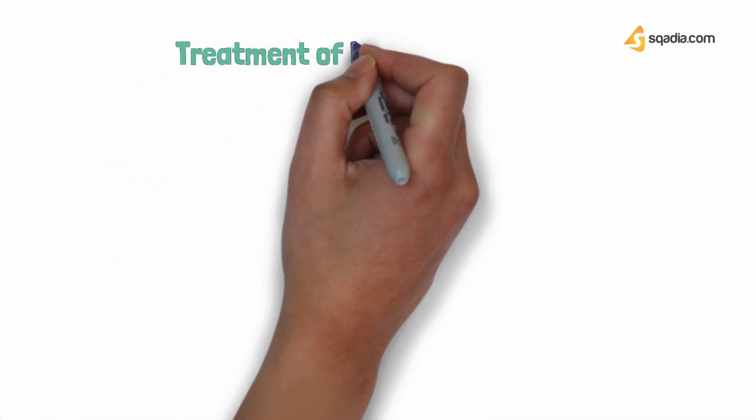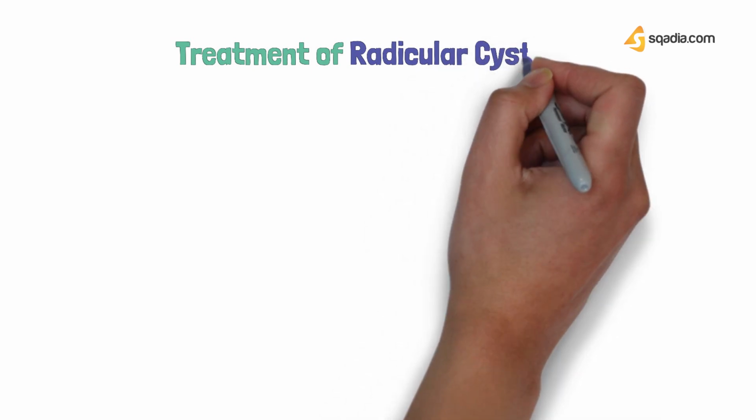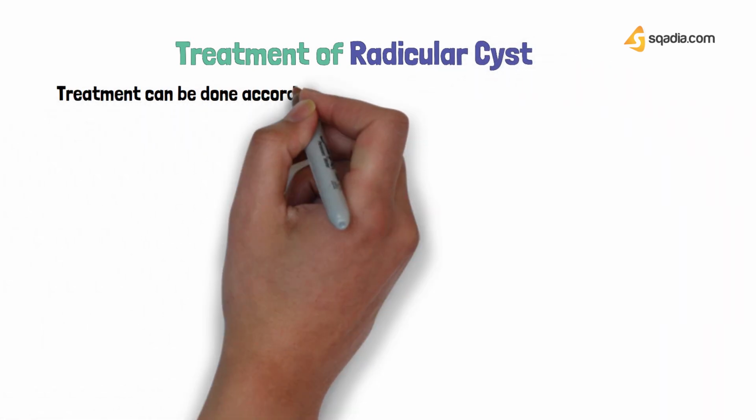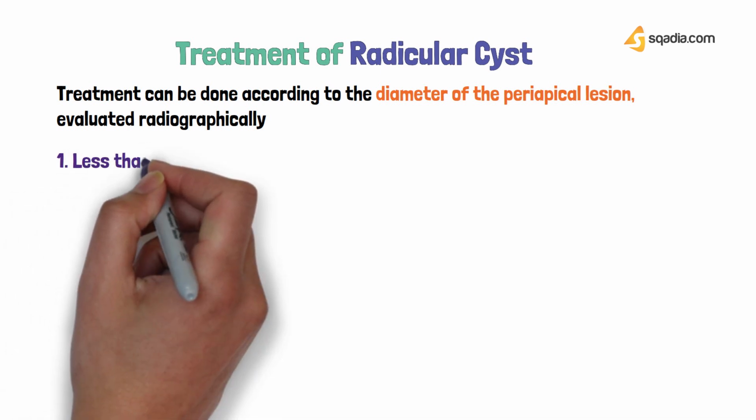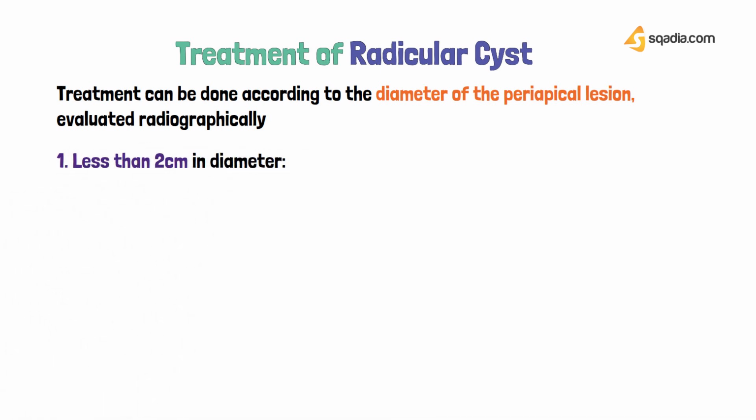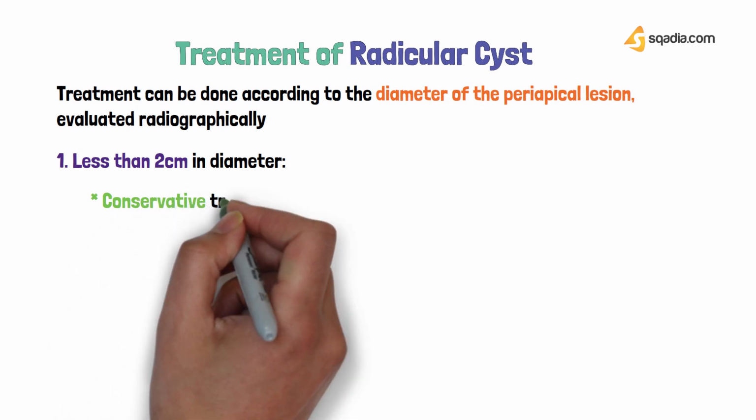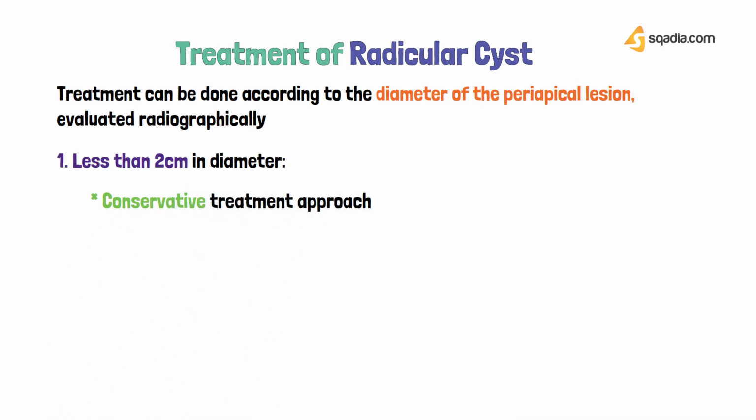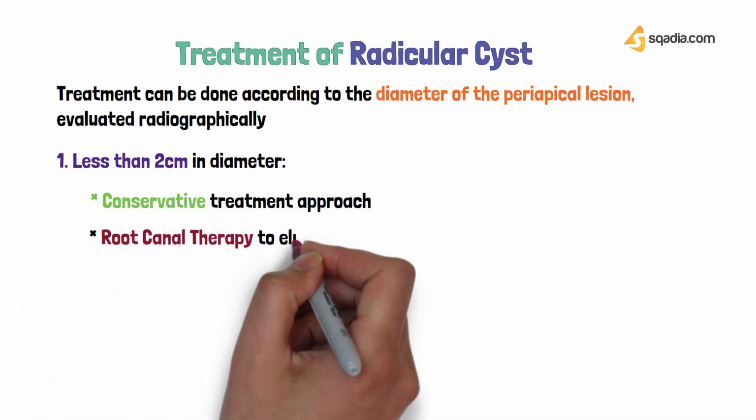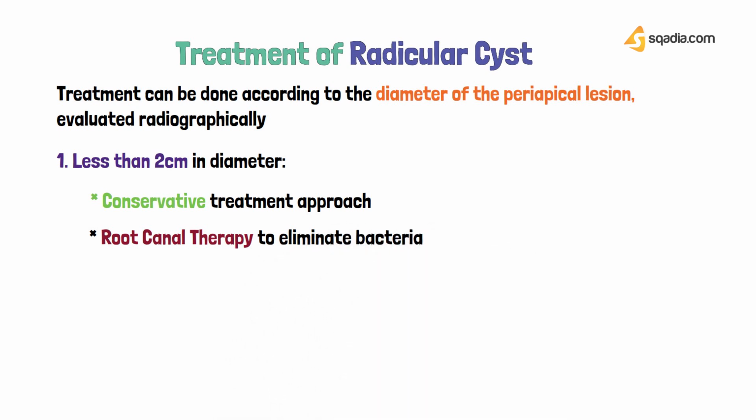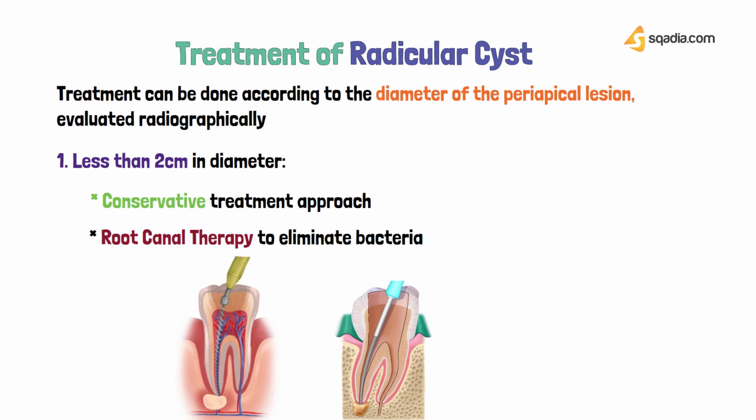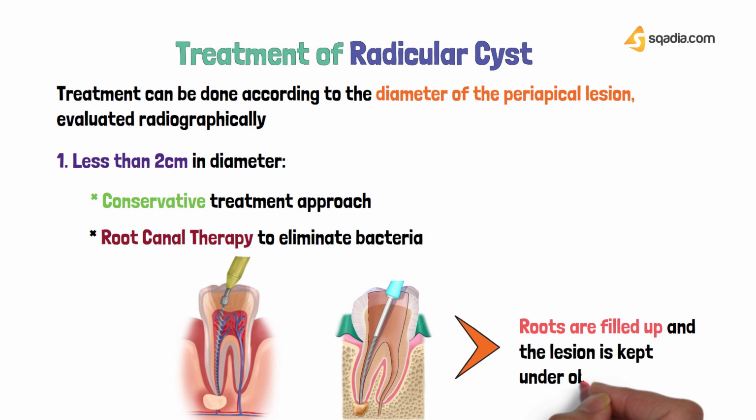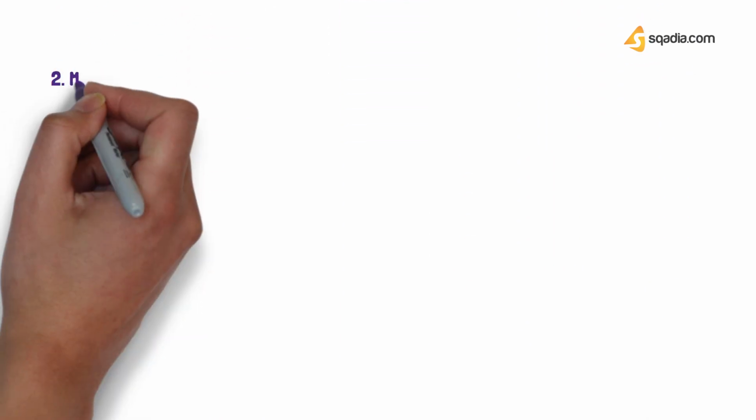Now let's move on and see how we are going to treat the radicular cyst. Now the treatment is done according to the diameter of the periapical lesion. If it is less than 2 centimeters in diameter, then conservative treatment approach is used. Root canal therapy is done to eliminate the bacteria from the canal system, and then the roots are filled up to avoid any reinfection. Eventually, the periapical cyst heals itself once the infection is removed.